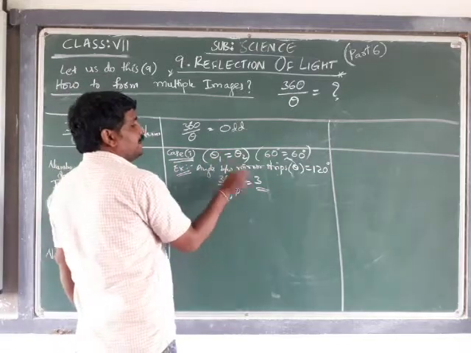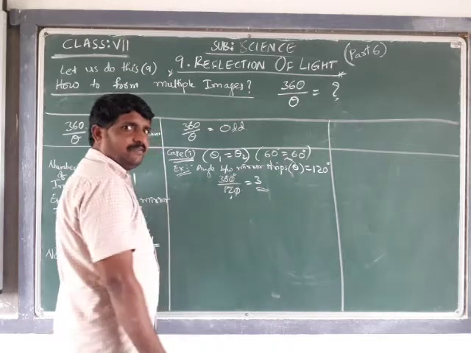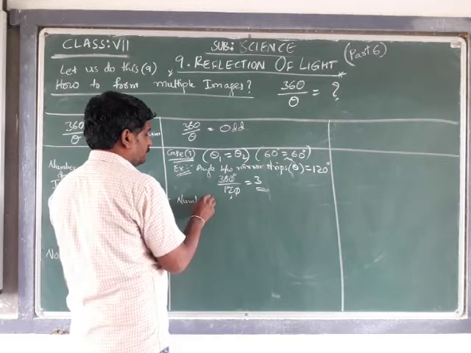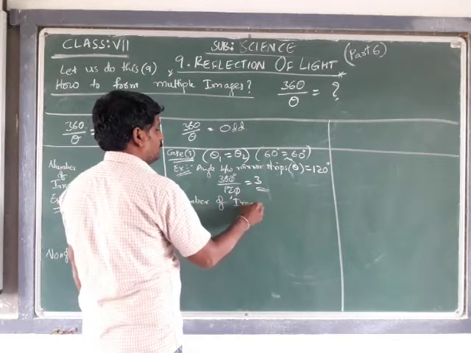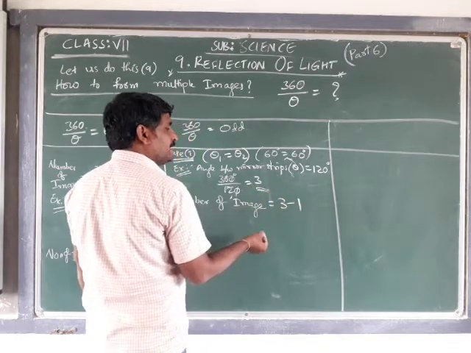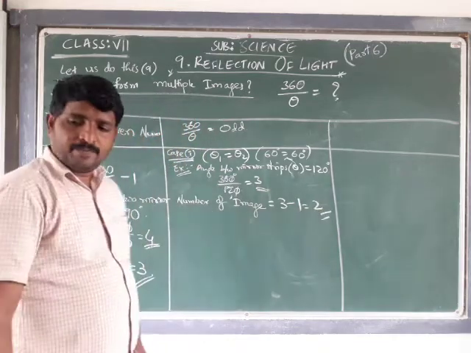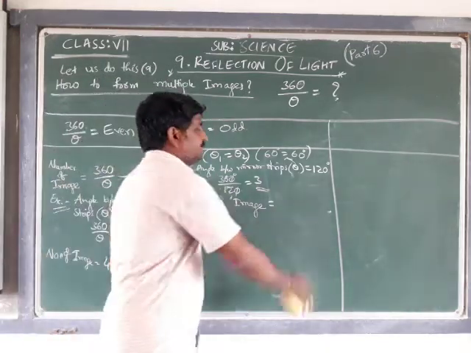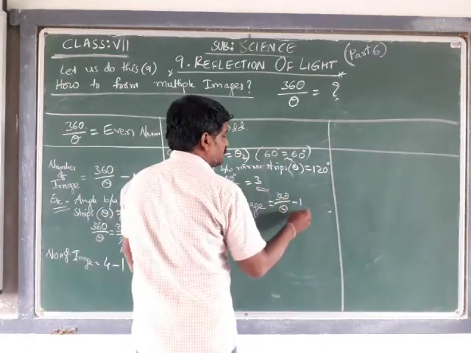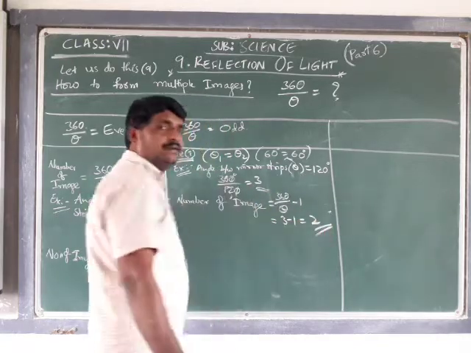So in case 1, if theta 1 is exactly equal to theta 2, the number of images is equal to 360 by theta minus 1. In our case, 360 by theta value is 3, so 3 minus 1, that is 2 images we will get.